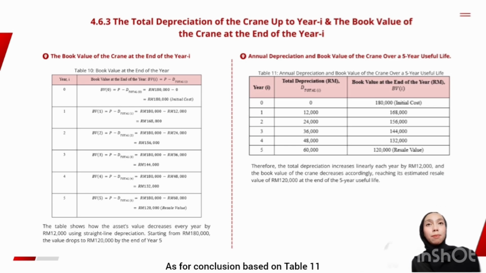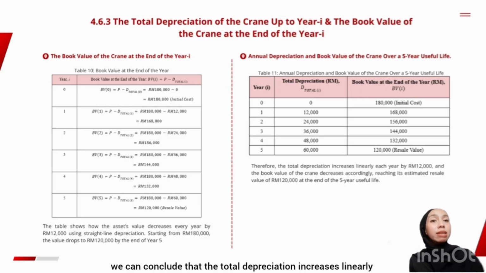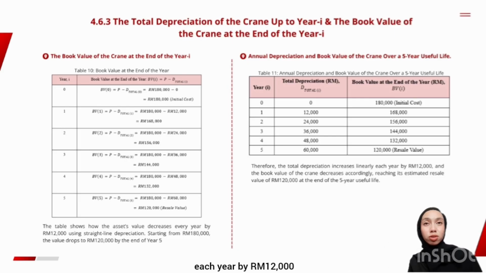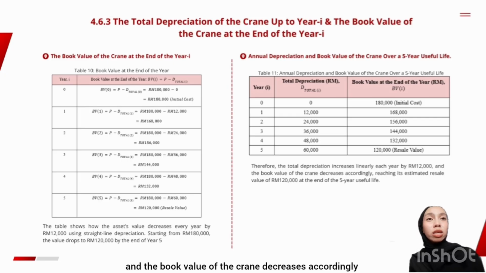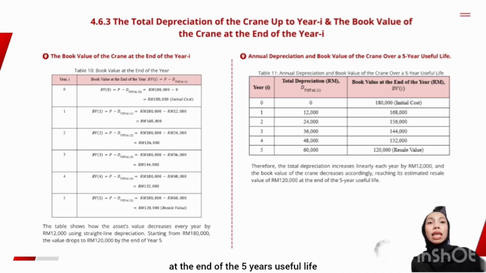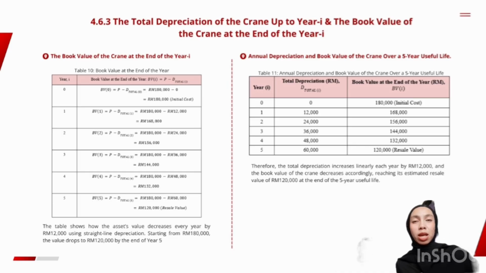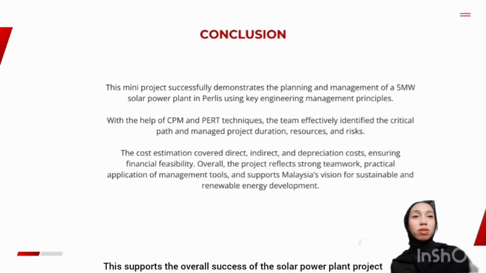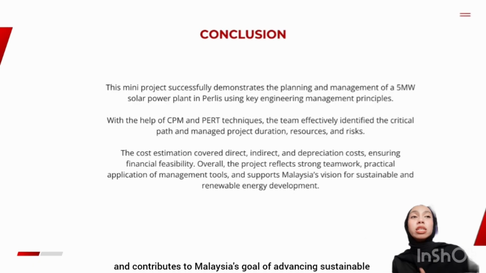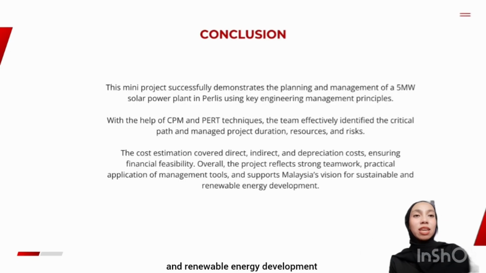As for the conclusion, based on table 11, we can conclude that the total depreciation increases linearly each year by 12,000 ringgit and the book value of the crane decreases accordingly. It reaches its estimated resale value of 120,000 ringgit at the end of the 5-year useful life. This supports the overall success of the solar power plant project and contributes to Malaysia's goals of advancing sustainable and renewable energy development.